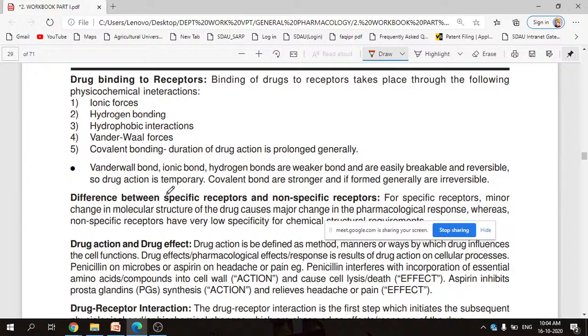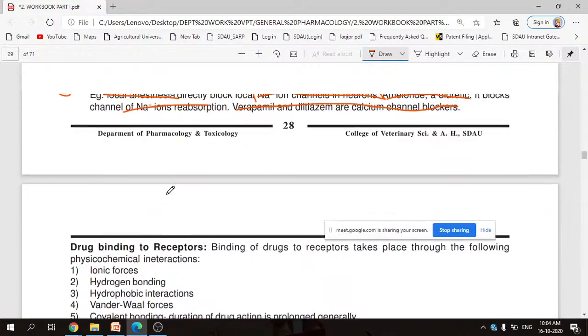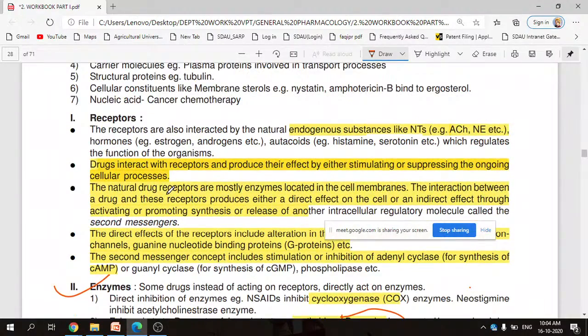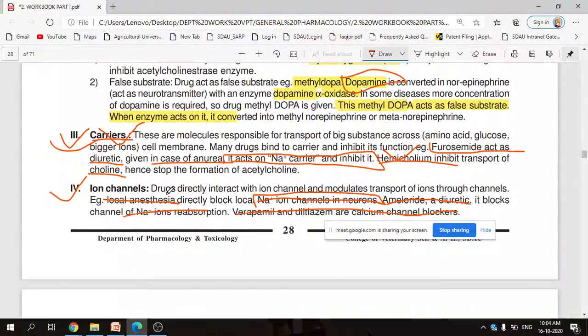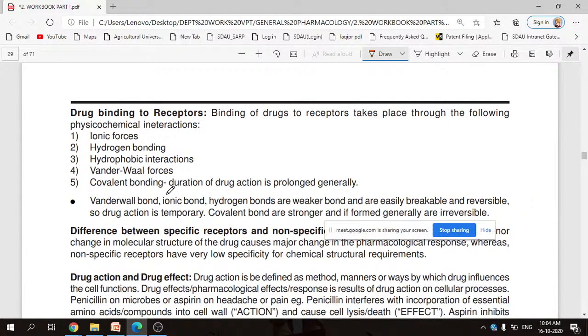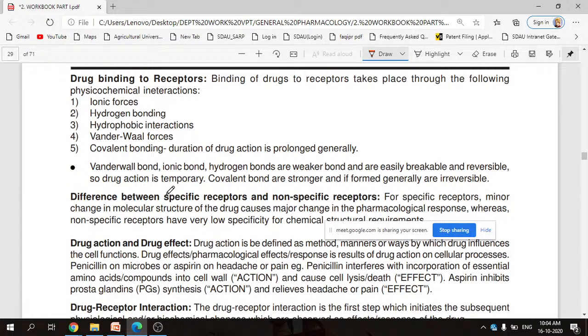Yes, sir. Okay. Now we have seen the different types of receptors. We have seen how it interacts. This is general. We have seen plain receptors, then enzyme-linked receptors, then the ion channel. Now, the binding between the drug and receptors is mediated through ionic force, hydrogen bonding, hydrophobic interaction, van der Waals force, and covalent bonding.